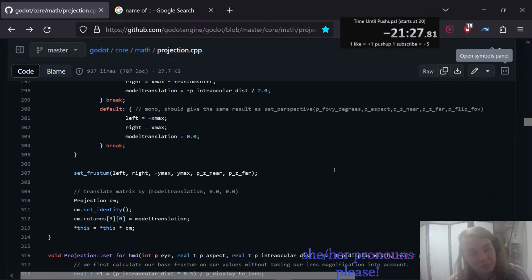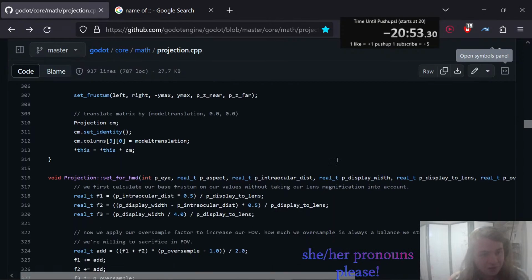Default. Comment: mono should give the same result as p_as set perspective, p_fovy_degrees, p_aspect, p_z_near, p_z_far, p_flip_fovy, p_flip_fov. I have no idea what that means. Left equals minus x_max, right equals x_max, model_translation equals 0.0; break.